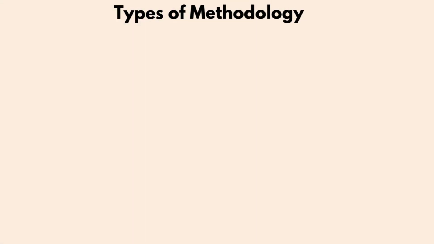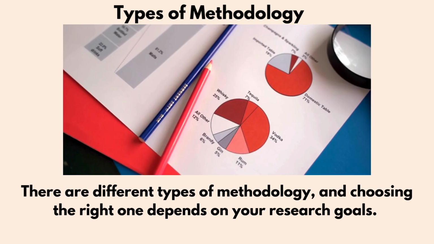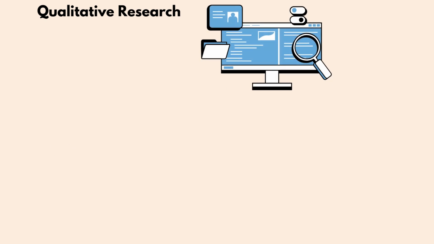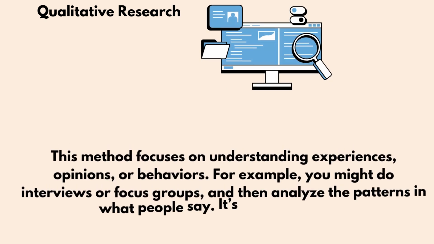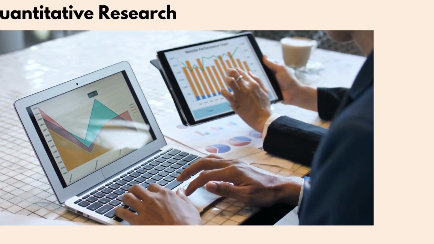Types of methodology. There are different types of methodology, and choosing the right one depends on your research goals. Let's talk about the two main types. Qualitative research. This method focuses on understanding experiences, opinions, or behaviors. For example, you might do interviews or focus groups, and then analyze the patterns in what people say. It's all about depth.